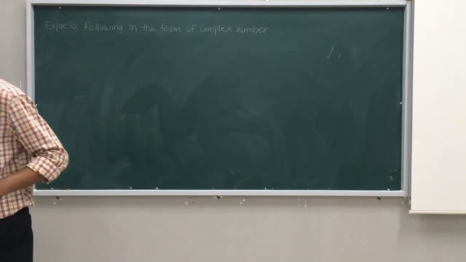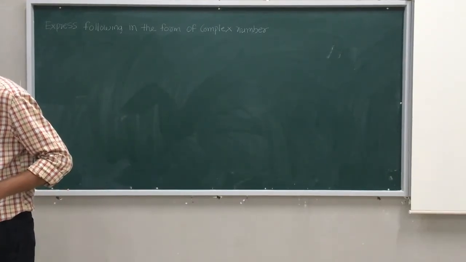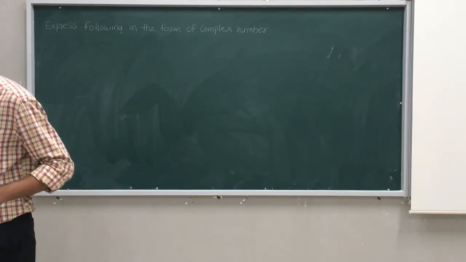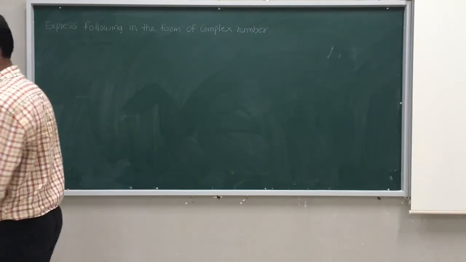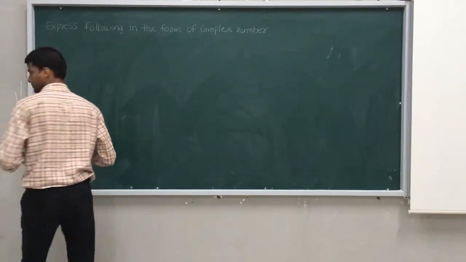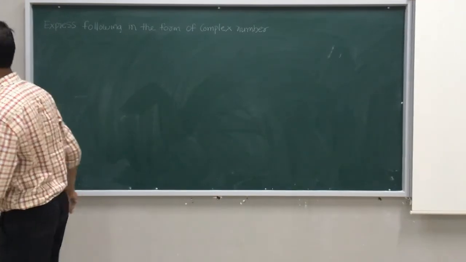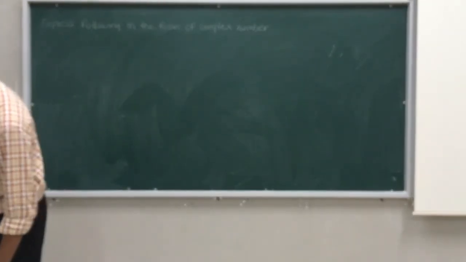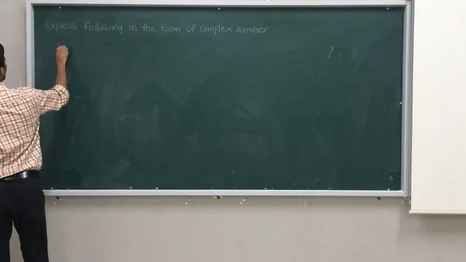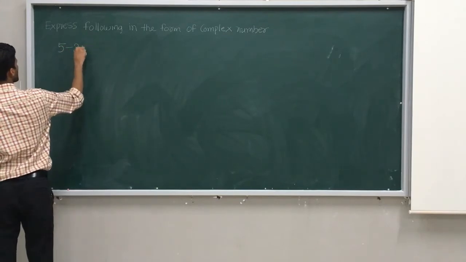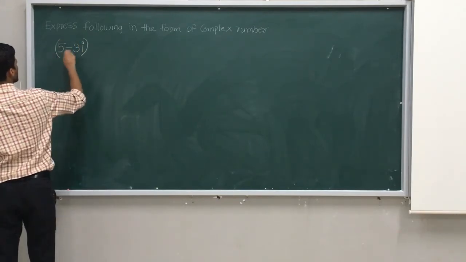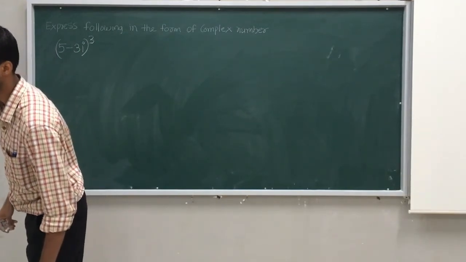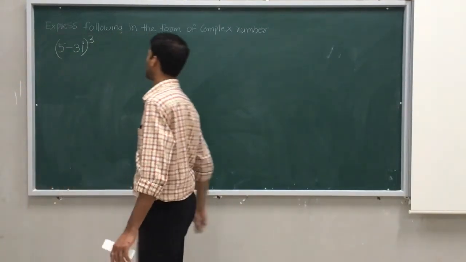So the very next question is (a minus b) cube. They have given: express the following in the form of a complex number, and the question is (5 minus 3i) the whole cube.